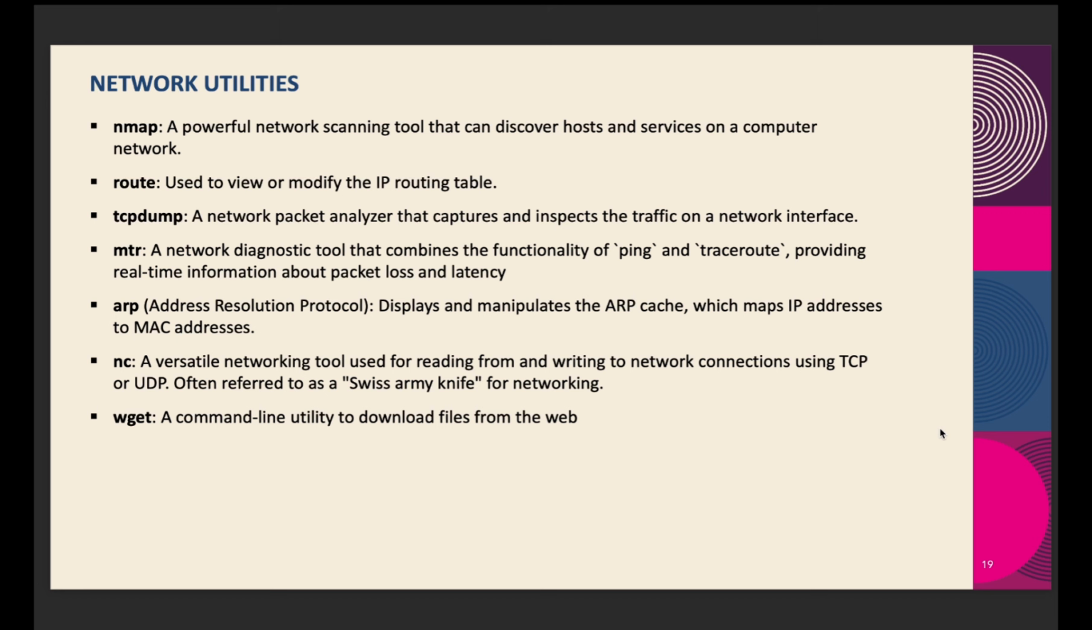The next is nc, a versatile network tool that is used for reading from and writing to network connections using TCP or UDP, often referred to as a Swiss Army knife for networking. And the last is wget. It's a command line utility tool to download files from the web. It is similar to curl.